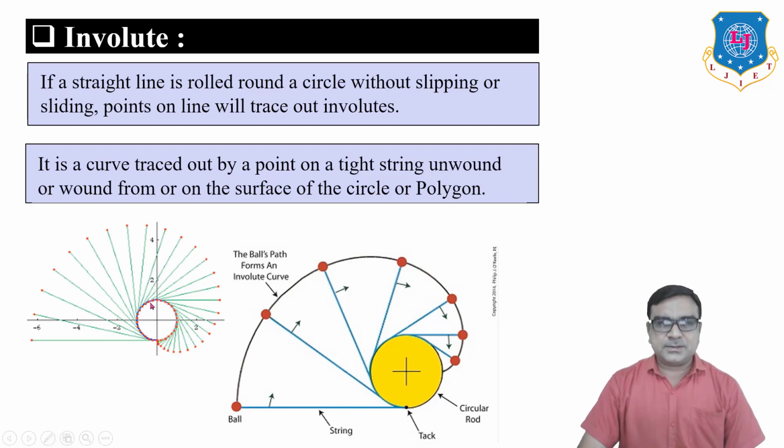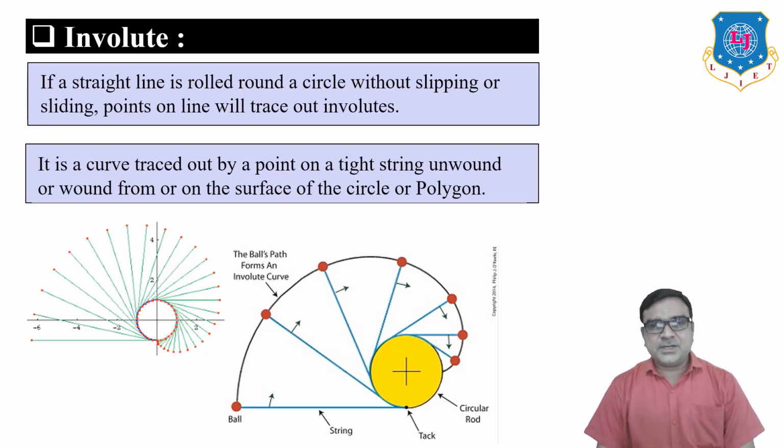What is an involute? The definition of an involute is: if a straight line is rolled around a circle without slipping or sliding, points on the line will trace out involutes. Another definition of the involute is that it is a curve traced out by a point on a tight string unwound or wound from or on the surface of a circle or polygon.